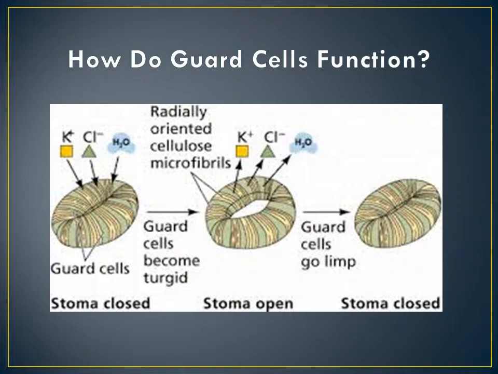In the absence of light, potassium and chlorine diffuse passively out of the guard cells, and water follows by osmosis. The guard cells shrink and the stoma close.